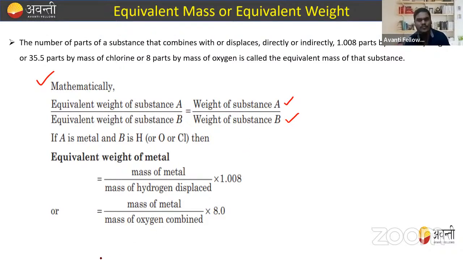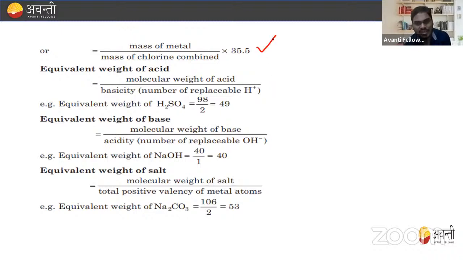Let us assume A is a metal and B is either hydrogen, oxygen, or chlorine. Then how will you calculate the equivalent weight of the metal? Equivalent weight of metal is equal to mass of that metal divided by mass of hydrogen displaced, multiplied by 1.008. Or in terms of oxygen, mass of metal divided by mass of oxygen combined, multiplied by 8. Similarly for chlorine, mass of metal divided by mass of chlorine, multiplied by 35.5. So this is how we can calculate the equivalent weight of a metal.